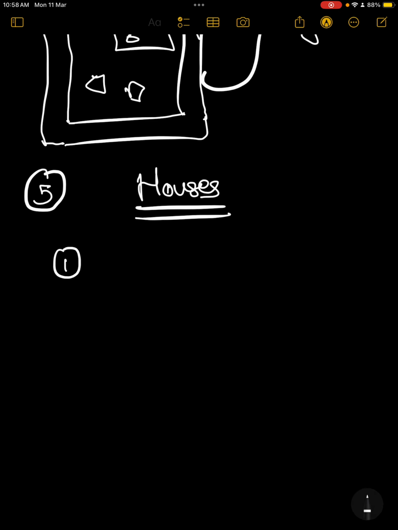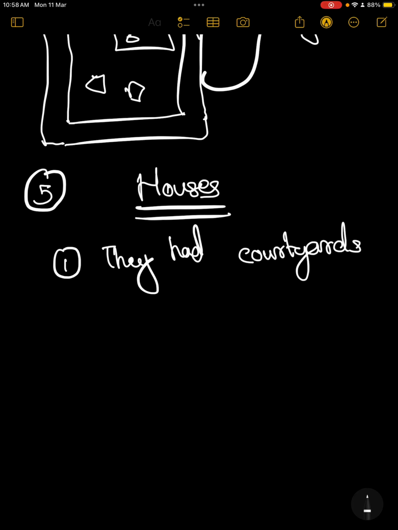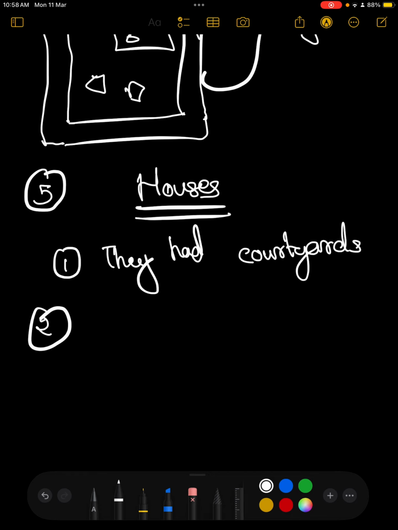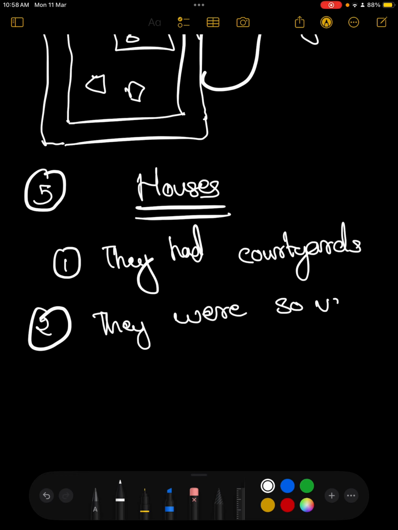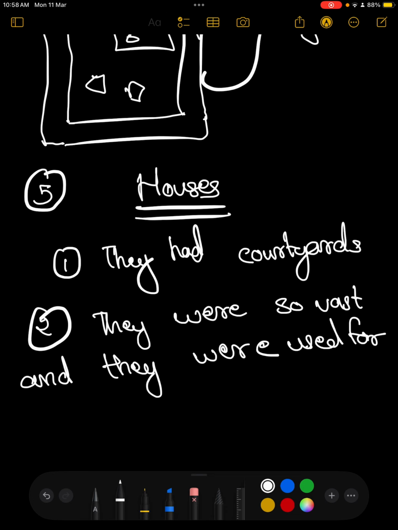So firstly, they had courtyards. Number two, they had courtyards that were so vast, and they were used for activities such as cooking, weaving, etc.